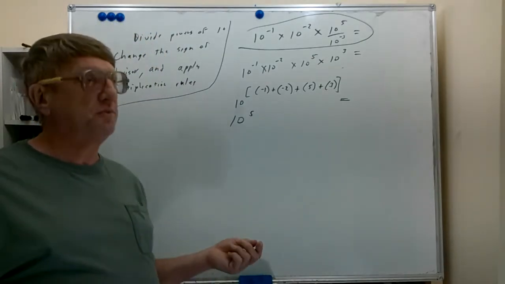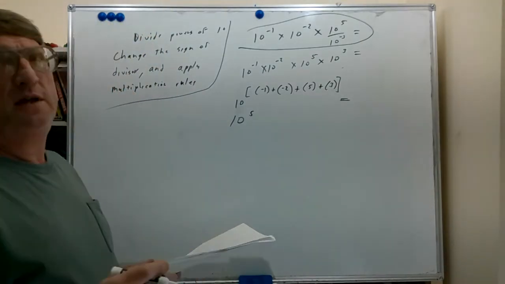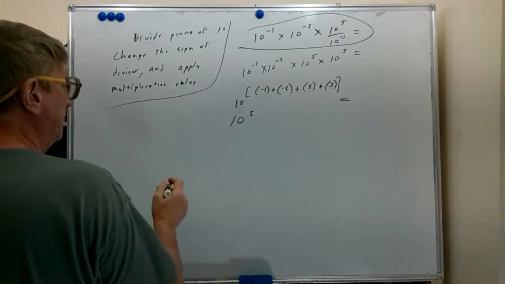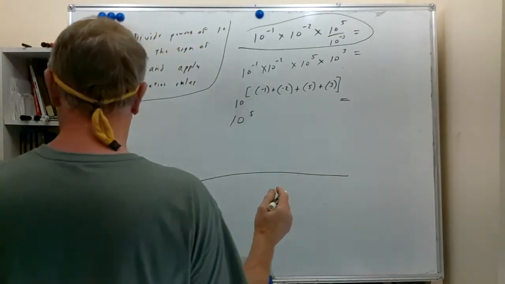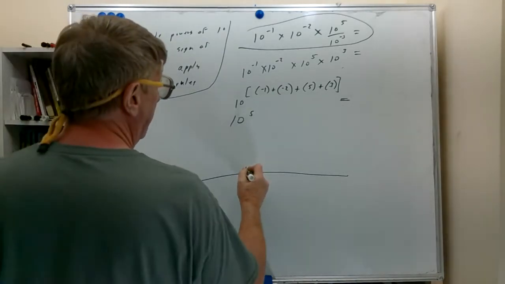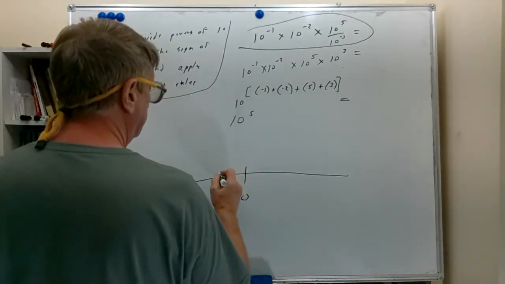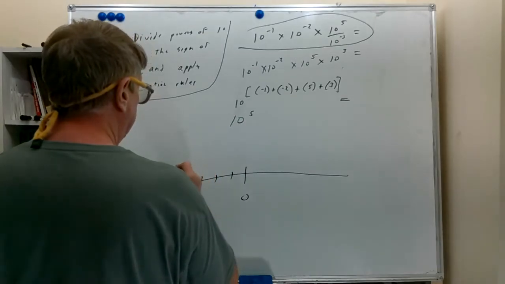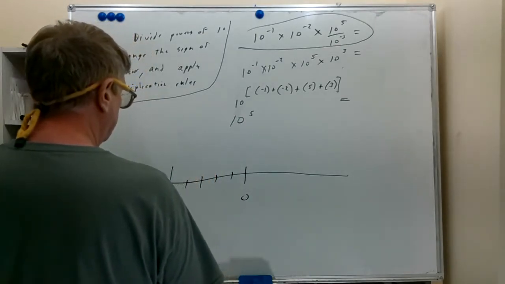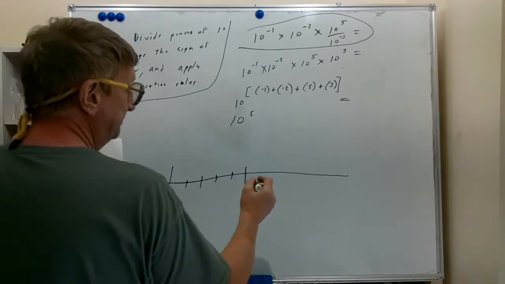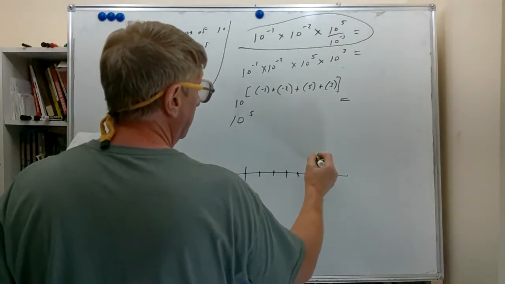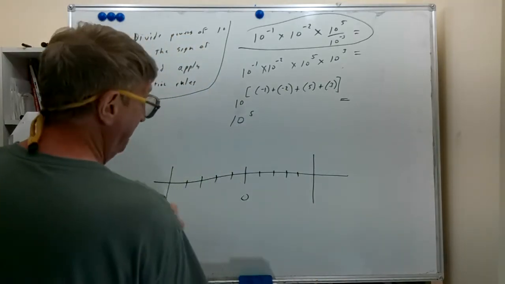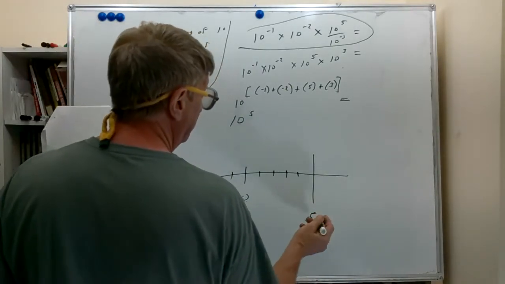If you don't feel comfortable doing the shortcut yet, don't concern yourself. In time you'll probably get there. You'll know when you're ready. But I'm going to draw a number line, to show you how that went. 0. This is a negative 5. And this is a positive 5.